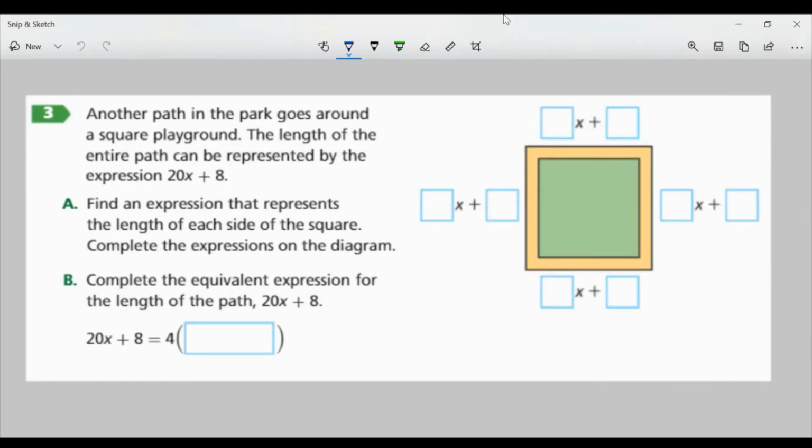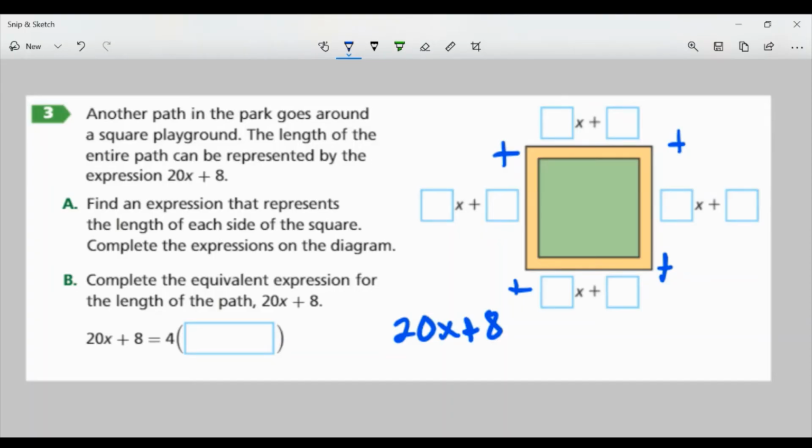So let's look at task 3 on page 231. Another path in the park goes around a square playground. The length of the entire path can be represented by the expression 20x plus 8. Part A. Find an expression that represents the length of each side of the square. Complete the expressions on the diagram. So I know when I add up all 4 of these sides, I will get 20x plus 8.